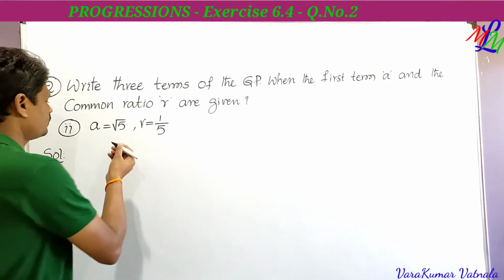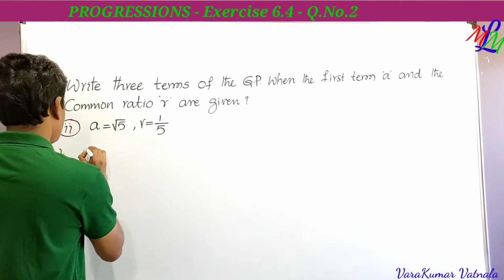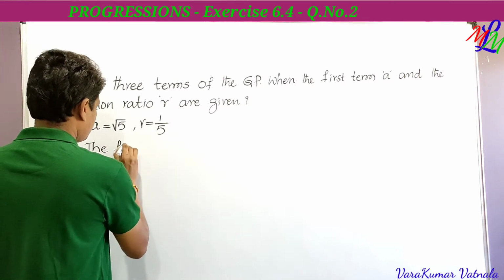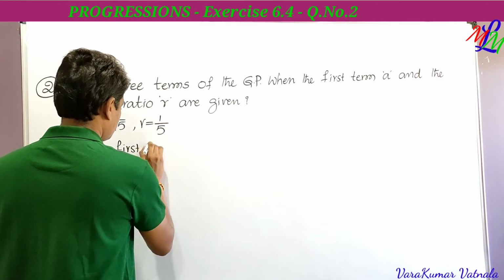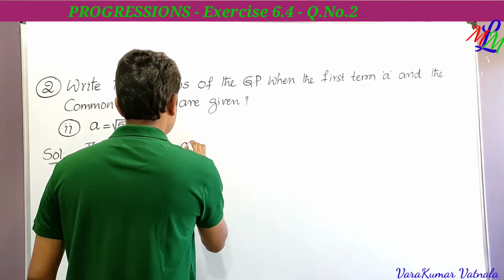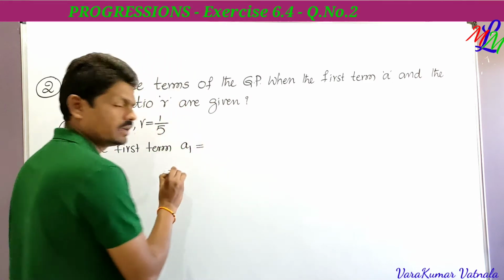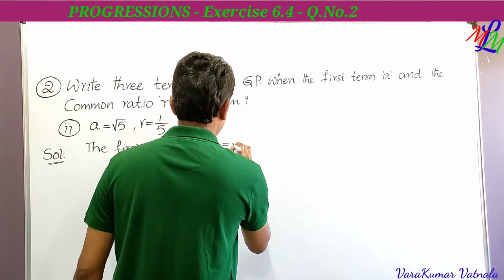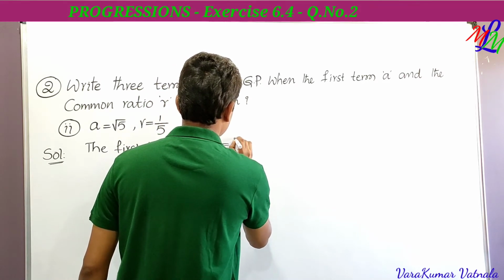So the first term is A only. See here, in the solution, how can we find the first term? The first term is denoted by A1. A1 is equal to A. So A value is how much? Root 5. So this is the first term.